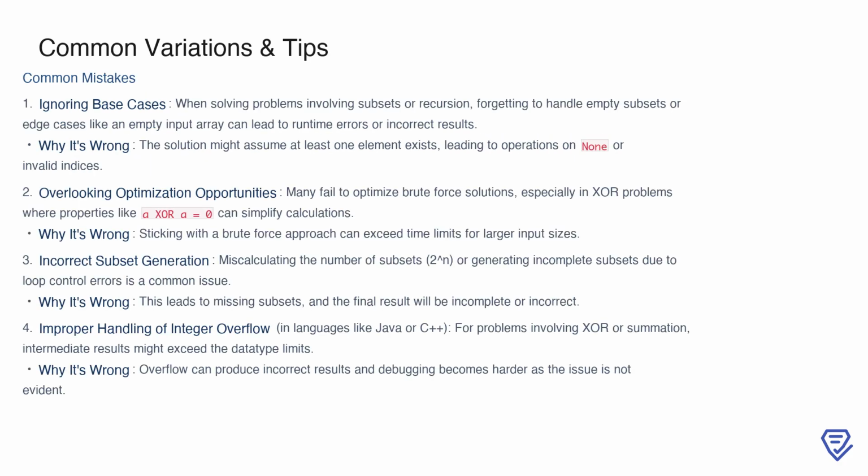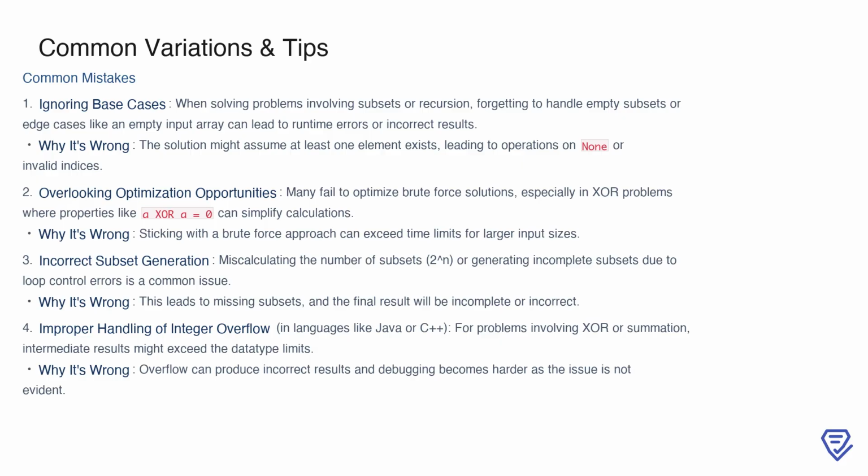When approaching problems involving subsets or recursion, there are a few common mistakes that can trip you up. First, forgetting to handle base cases, such as empty subsets or an empty input array, can lead to runtime errors or invalid results. For example, your solution might assume there's at least one element and attempt operations on a None value or out-of-bound indices. Next, failing to optimize brute force solutions is another frequent issue, especially when working with XOR operations. Remember that properties like a XOR a equals 0 can simplify calculations significantly.